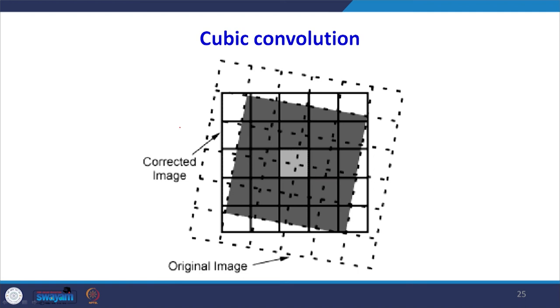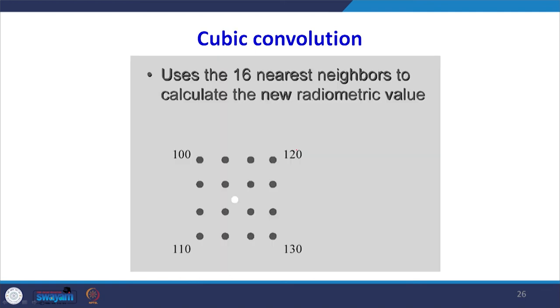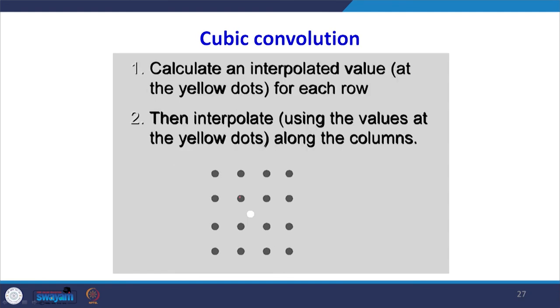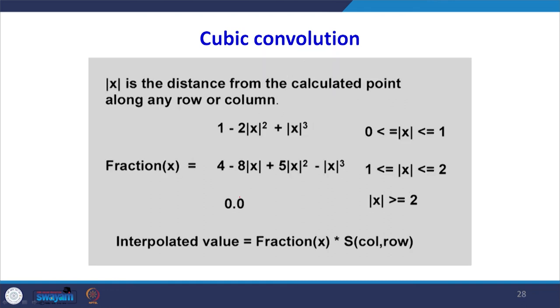So again, at that pixel location, which is the light gray color, 16 pixels in the surroundings are taken and determine the new values by taking the property of the 16 pixels. Now mathematics becomes more complicated. So there are 16 pixels, dark dots, and the value at the white spot is to be calculated mathematically. So again, the weighted distance linear interpolation will be carried out with the help of these 16 pixels.